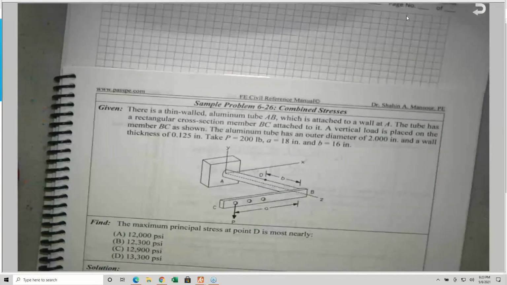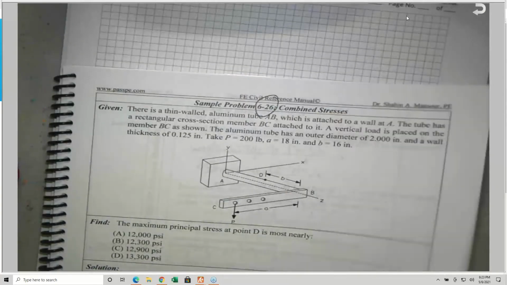And I believe I have some problems. I know it's a very lengthy one. Okay, this is problem 26.